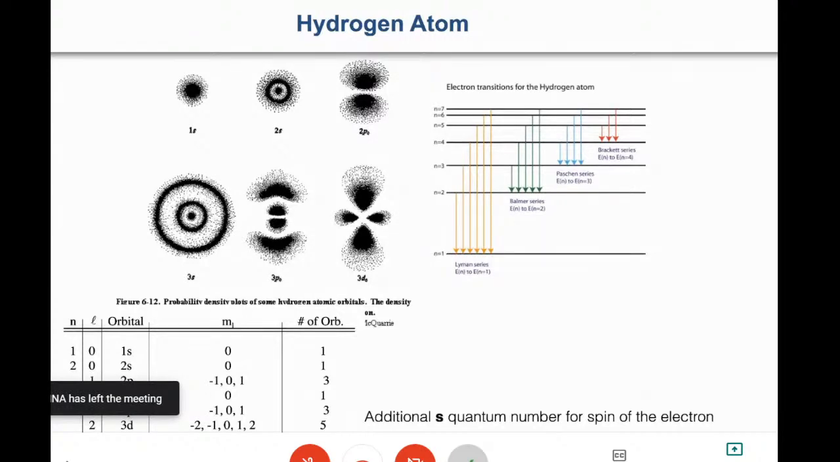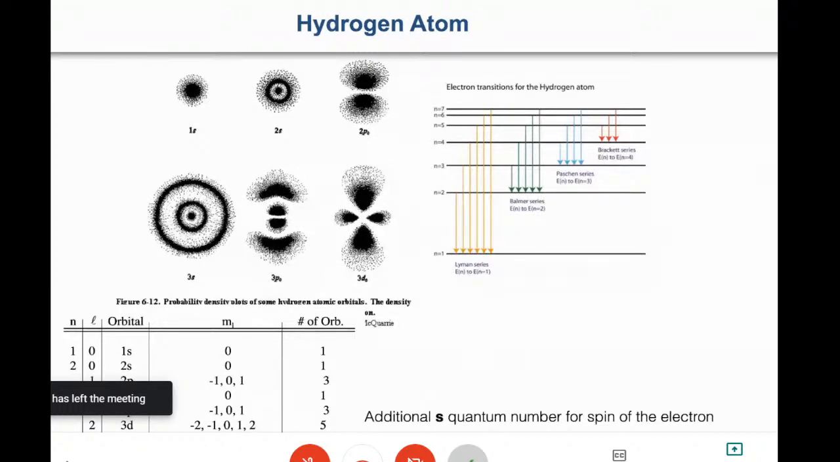Spin also has something similar. So spin angular momentum behaves like L. Let's say S is the spin of an electron, and that will behave like L. The only difference is that it will be half integer, not integers like 0, 1, and 2. Spin quantum number is just half, right? And then the Z component of the spin can be either up, which is called plus half, or down, which is called minus half.